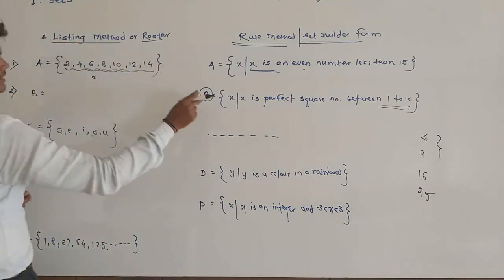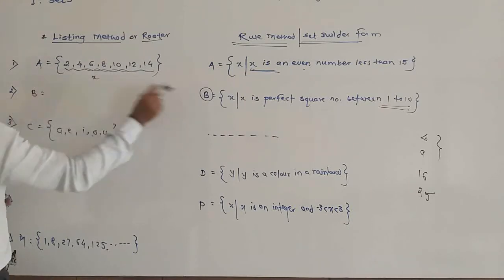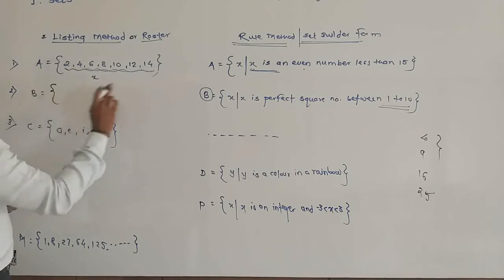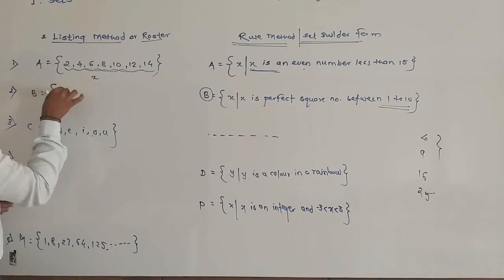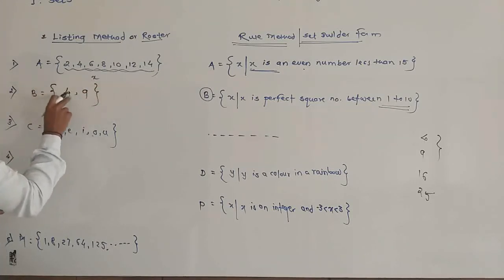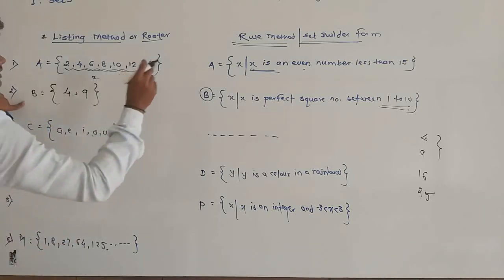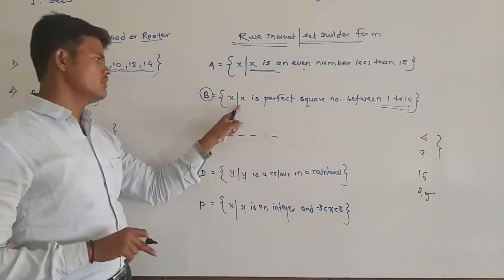Now we have to write this set by using a listing method. For that, first write the name of the set. So the name of the set is B. So here we again write B. Write down all the elements within curly brackets. Then the perfect square numbers between 1 to 10 are 4 and 9. So 4 comma 9, and each element is separated by a comma. After writing the elements, close the curly bracket. This is how we are writing a set by using the listing method when it is given in the rule method.